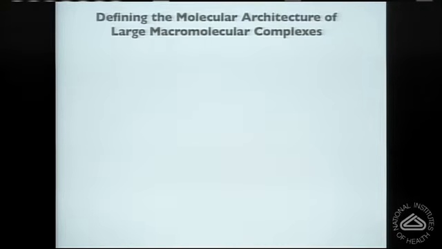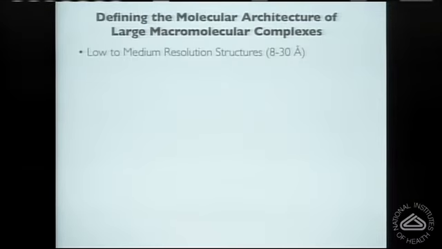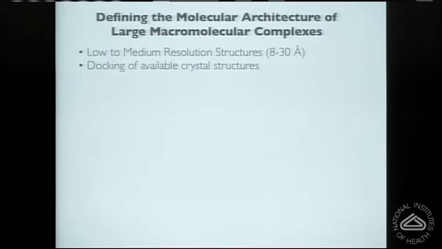This is a situation in which EM scientists find themselves quite often, especially at the beginning of a project when the resolution is limited. So what do we do to extract biological information out of low to medium resolution structures, so say between 8 and 30 Angstroms in resolution? So one of the things that we would like to do, and is always incredibly informative, is to dock into the structure available crystallographic models of some of the components.